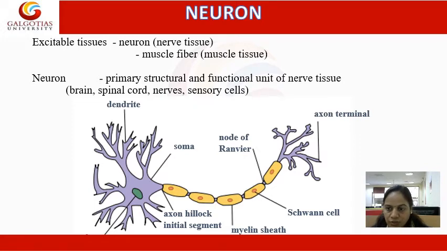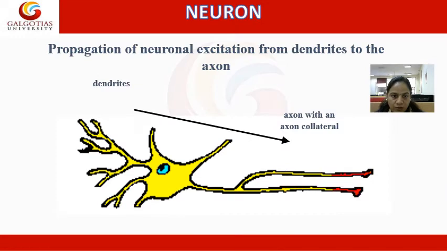Now we will learn how it acts for the transmission of information from one point to another point. So, the propagation of a neuronal excitation from dendrites to the axon, you can see. This is the dendrites, this is the central soma part, and this is the axon with the axon collateral. You can see this is the propagation of neuronal excitation passing from one end of the neuron to the other end.